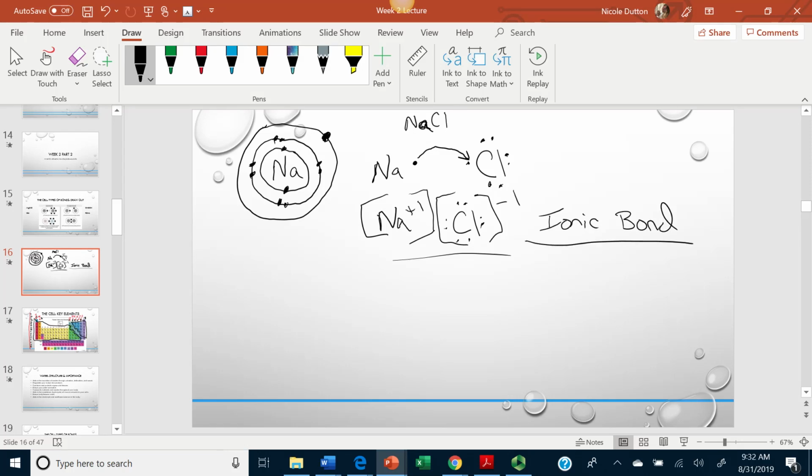So an ionic bond, again, some characteristics. It's between a metal, which is typically the cation, or the positively charged ion, and a nonmetal, which is typically the anion. The positive charge likes the negative charge, so this bond is held together by opposite charges attracting.